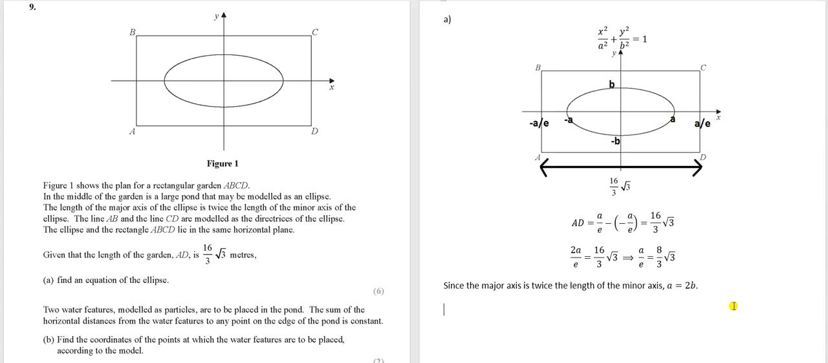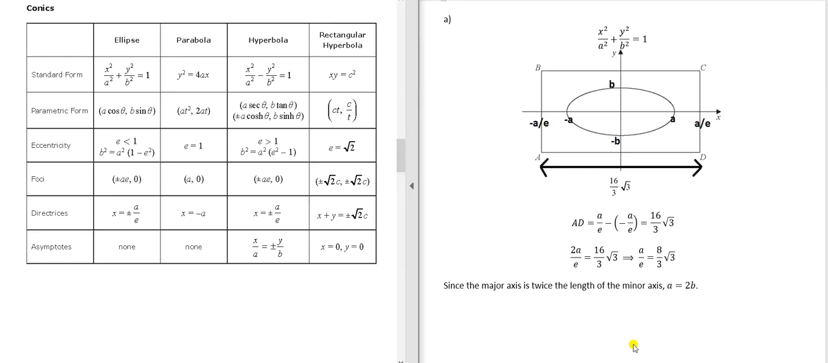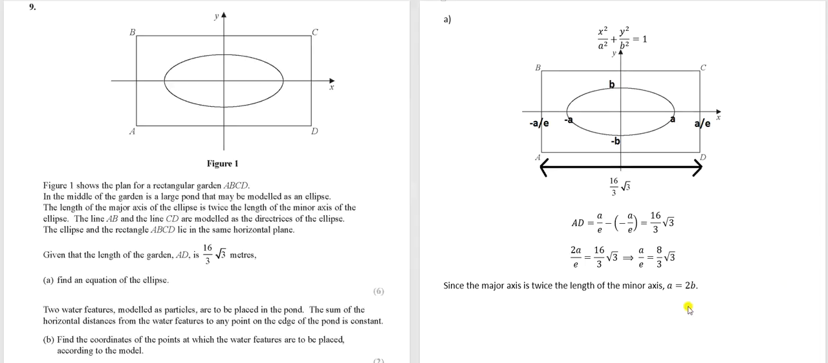So if we know that A is equal to 2B, and we also know that A over E is equal to 8 over 3 root 3, there's only one more thing that we need to incorporate, and that comes from the formula book, where we're told a connection between B, A, and the eccentricity E. Because we've got a link between A and B, and a link between A and E, this gives us a third link between those three variables. B squared equals A squared times 1 minus E squared. That's the result we're going to make use of.